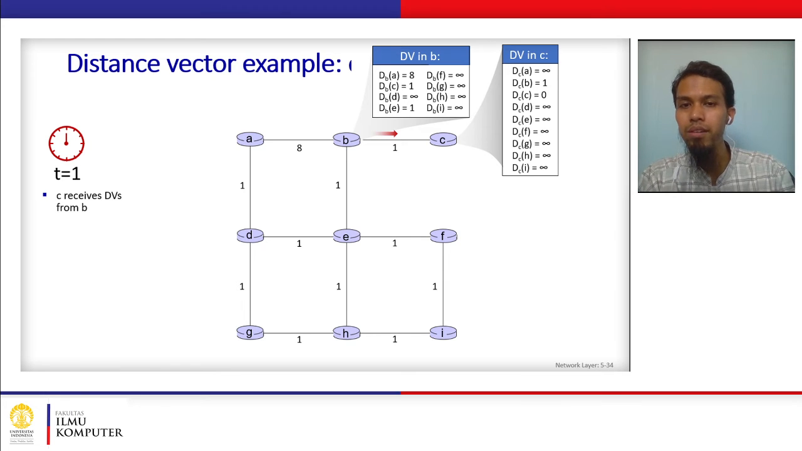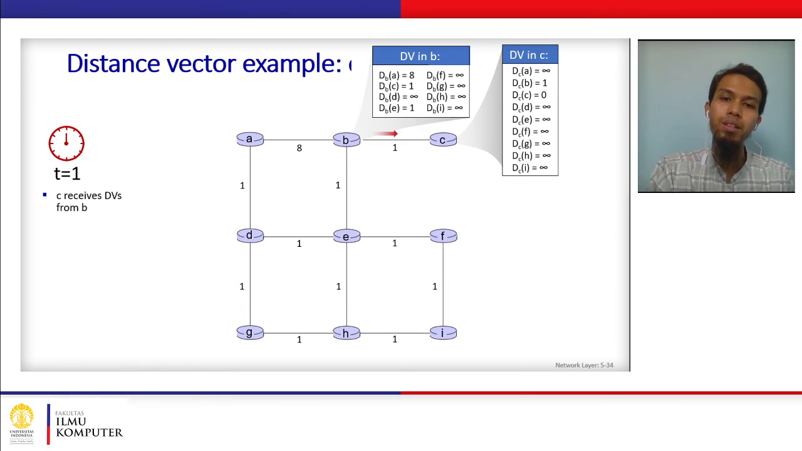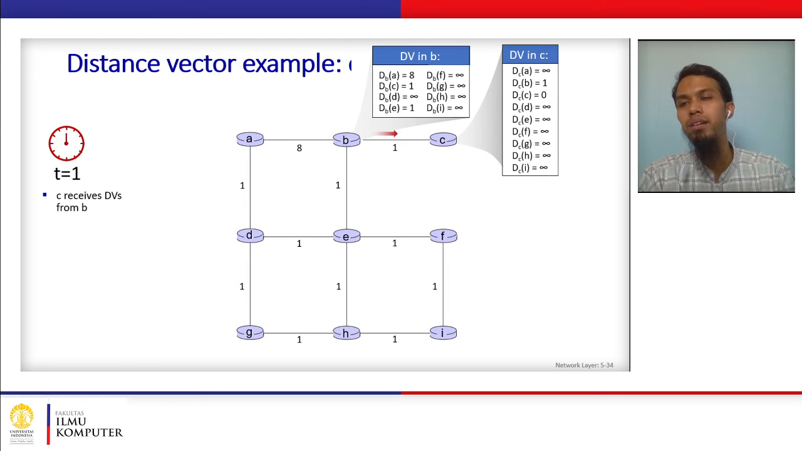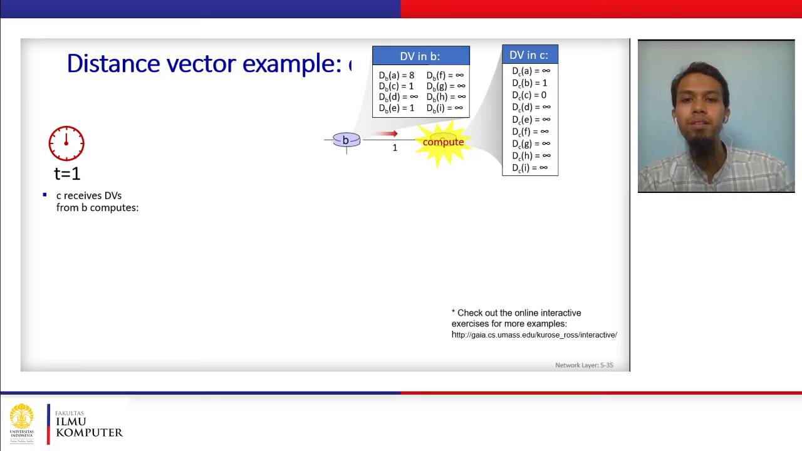So in the next iteration, all the neighbors of B receive this update from B, and then each recomputes its DV, and starts again broadcasting the new information to its neighbors. So now let's have a look at the computation at C. C receives DVs from B because this is its only neighbor. So the only thing that it computes is the new path.